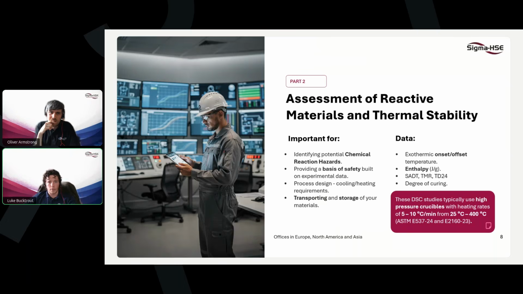Furthermore, the data enables us to determine process parameters and influences process design by providing enthalpic data that can be used to calculate and estimate cooling and heating requirements of your system. Again, it's talking about, is this going to be feasible? This information, these thermal scans, are typically obtained using high pressure crucibles with the thermal scan from ambient to 400 degrees Celsius at rates of 5 to 10 degrees a minute.